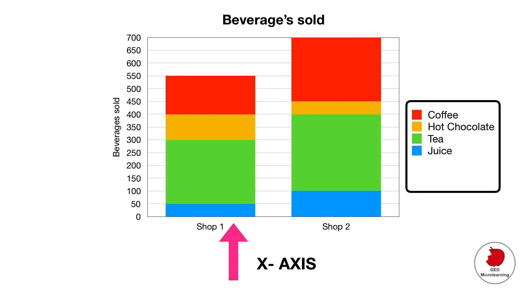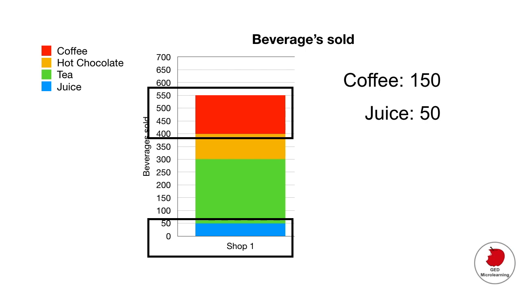This is telling you that the block in red represents coffee, the yellow represents hot chocolate, the green tea, and the blue juice. In their question, they're asking us about shop 1, and specifically they want to know the ratio between coffee and juice. If you look at the graph, everything in red we said was coffee, right? So from 400 to 550, that's 150 coffees sold. And then if we look at the juice, which was the blue color, you can see they've sold 50 juices.